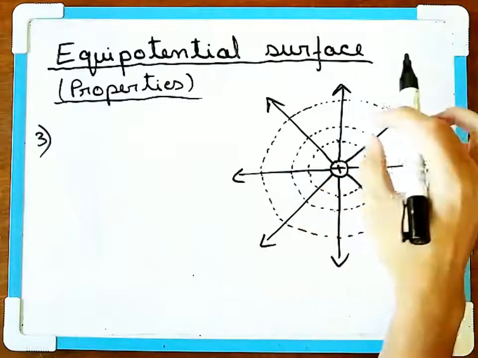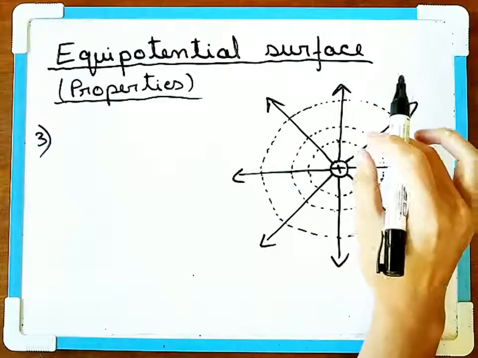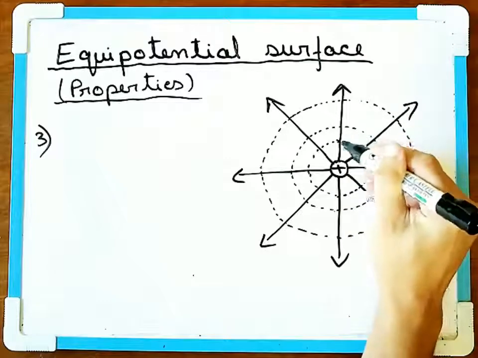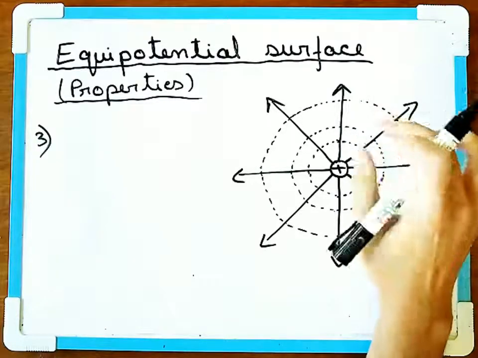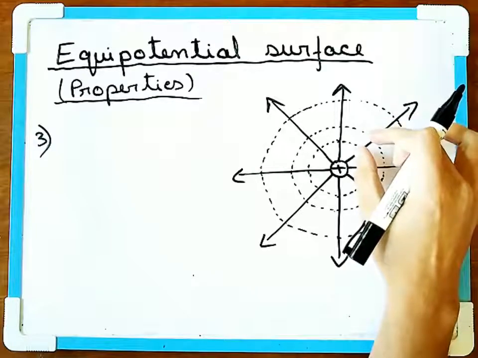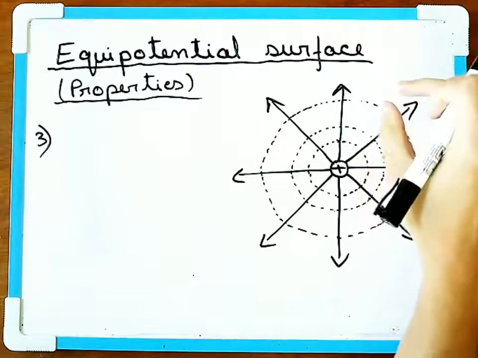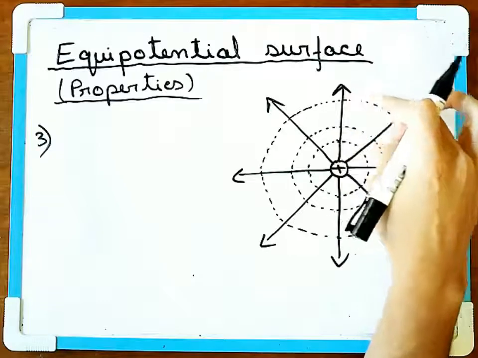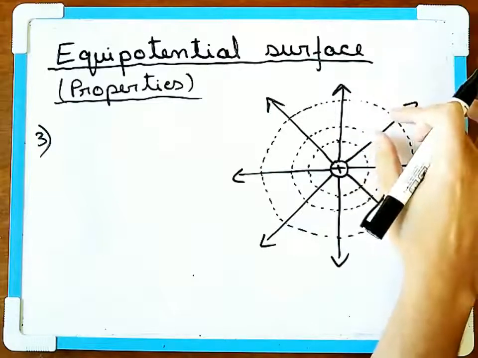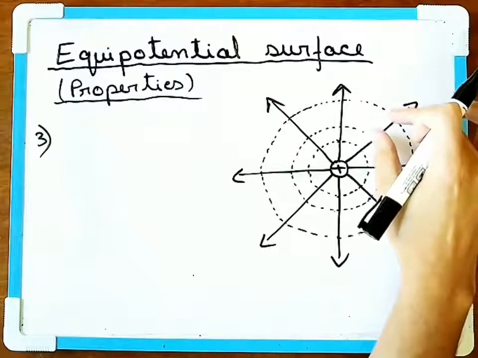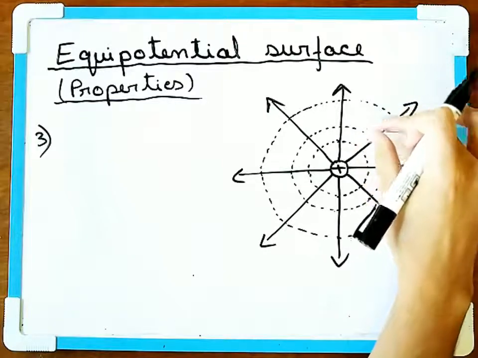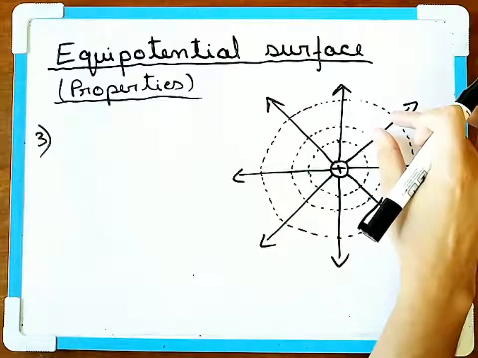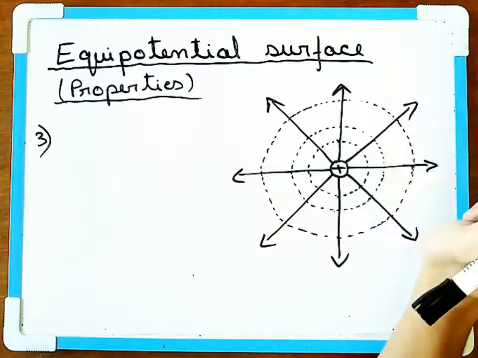Now here, from the properties of electric field lines, the electric field is stronger in this region. So here you can see in this region the equipotential surfaces are closer together, and the electric field intensity is weaker in this region. So here you can see the equipotential surfaces are farther apart. Okay, so here they are very close to one another, here they are farther from one another. So that is the third property of the equipotential surface.